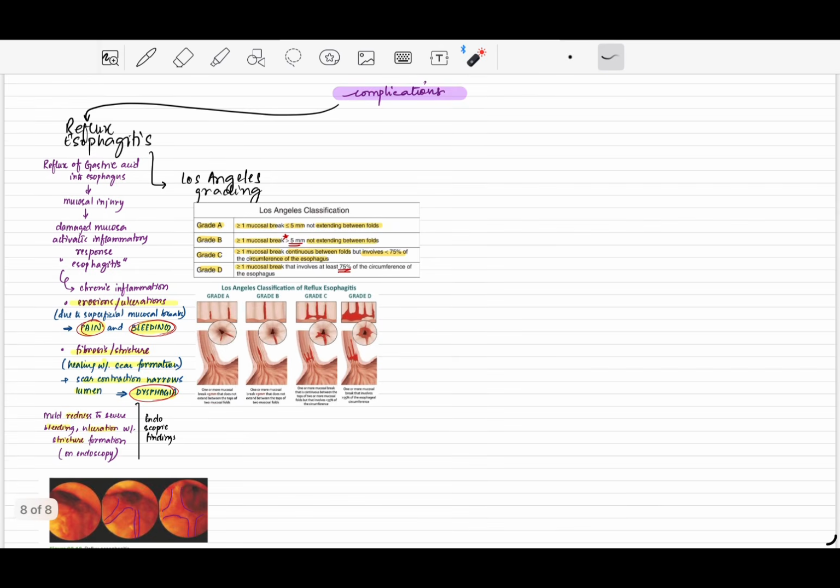So that's all we need to know about reflux esophagitis. We discussed its clinical features, then certain endoscopic findings, and then the grading as well, known as the Los Angeles grading.